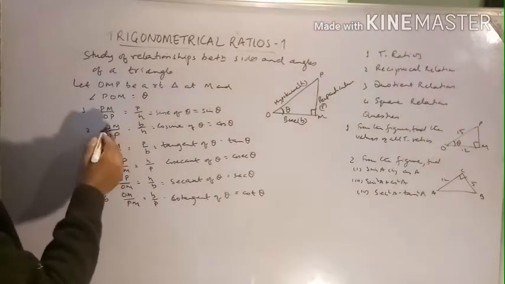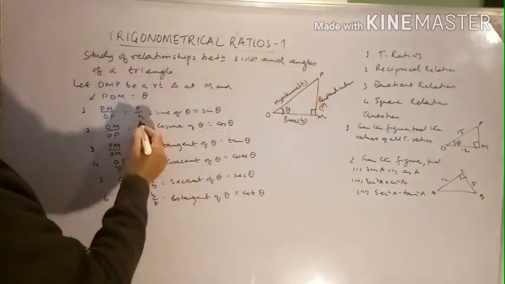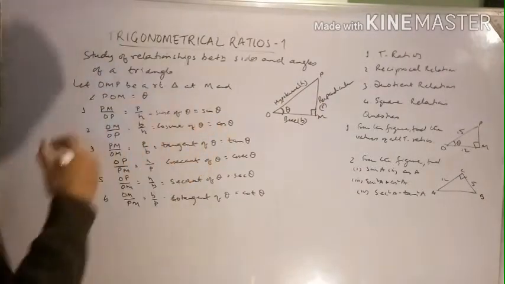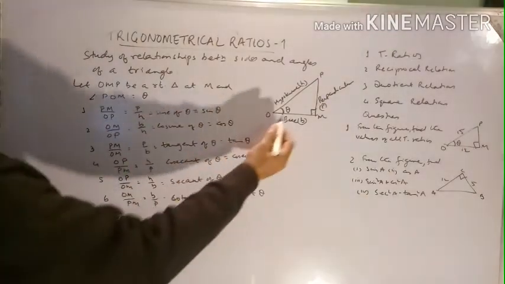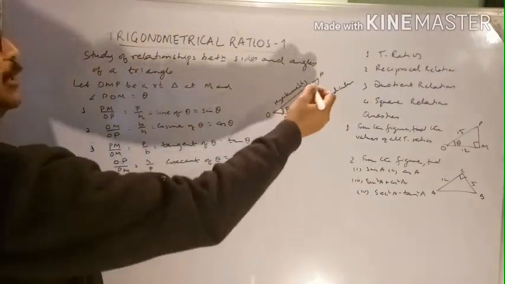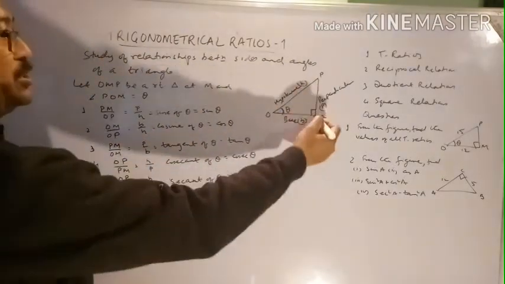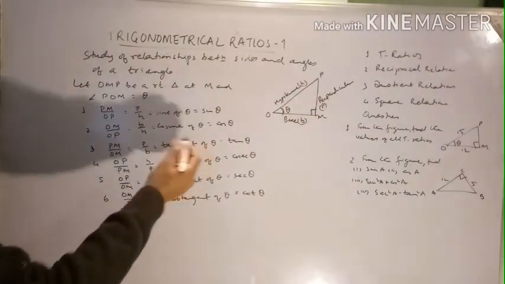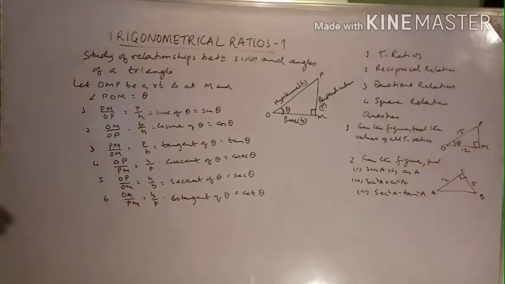Similarly, the ratio OM by OP: OM is base, OP is hypotenuse, so B by H is called cosine of theta, in short cos theta. The third ratio, PM by OM, that is perpendicular by base, P by B, is called tangent of angle theta, in short tan theta.